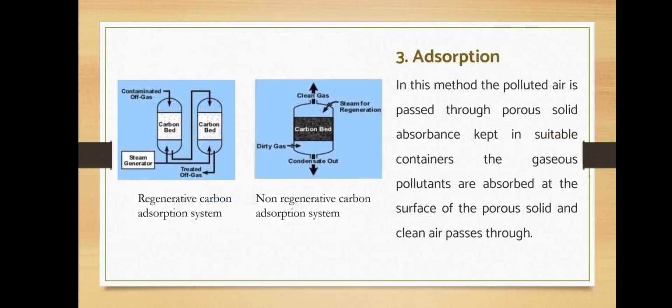And third is adsorption. In this method, the polluted air is passed through a porous solid adsorbent kept in a suitable container. The gaseous pollutants are adsorbed at the surface of the porous solid and clean air passes through. Now see the figure.